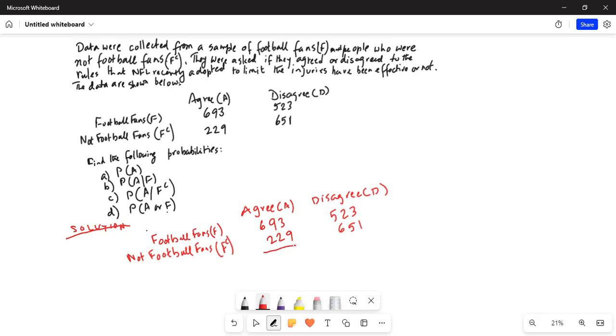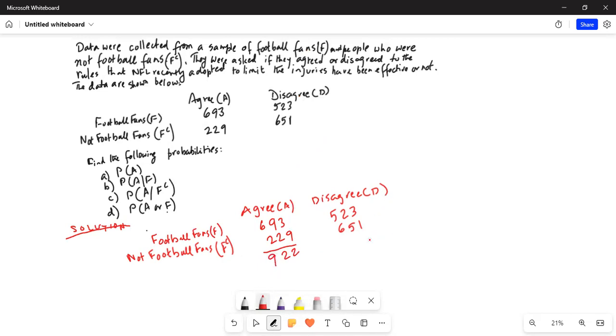Now, in order to find the total number of people who agree, we will add the first column of data, because there are two categories of people who agree. Some of them are football fans, some of them are not football fans. So 693 plus 229 is equal to 922. I used my calculator to do this sum. 922. That's a 9, by the way. Maybe I should erase it and write it again. So this is 922.